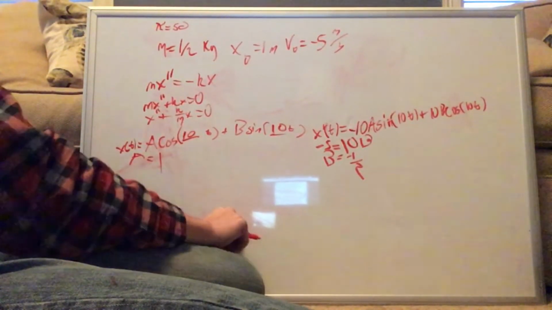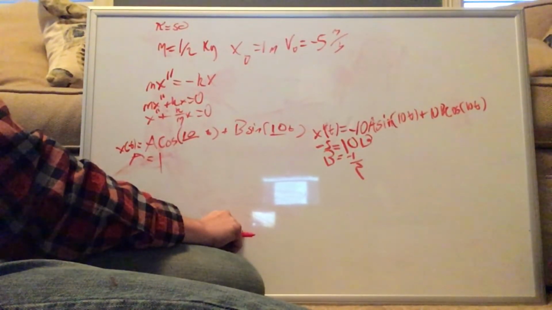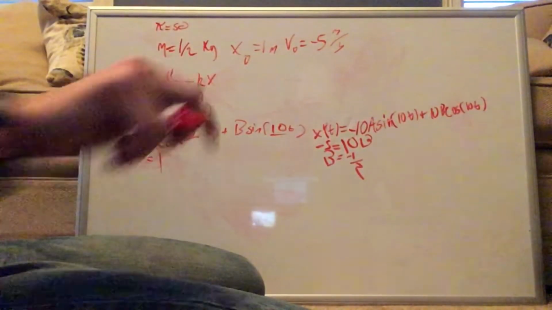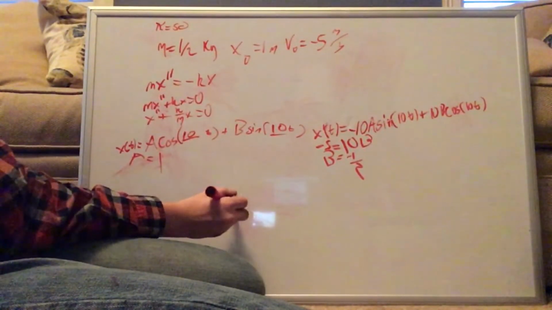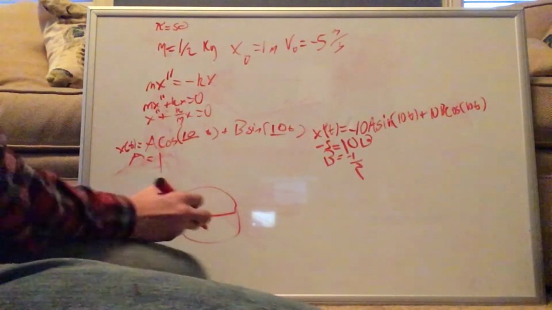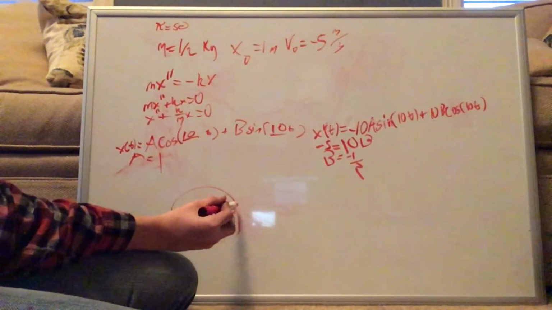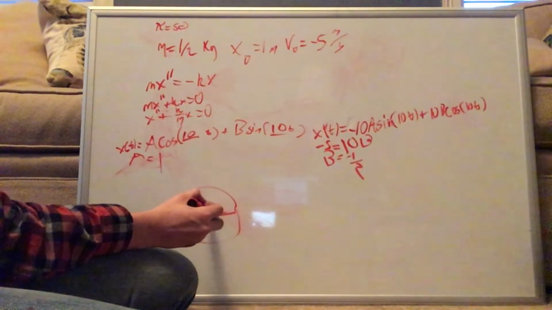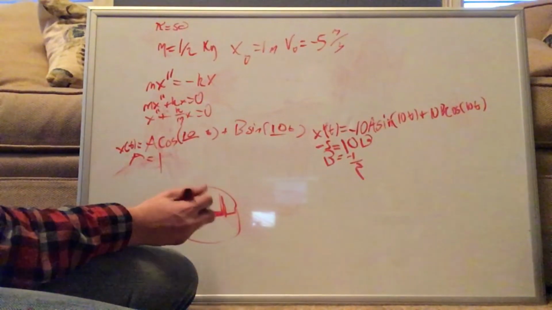If you imagine an angle going around a circle like this, that's all cosine or sine is, it's the horizontal or vertical component around a unit circle.